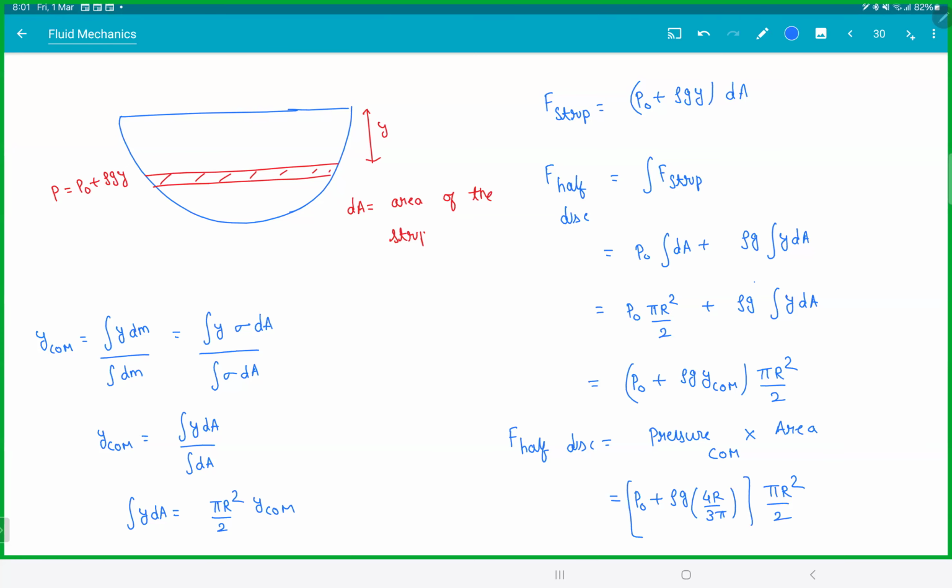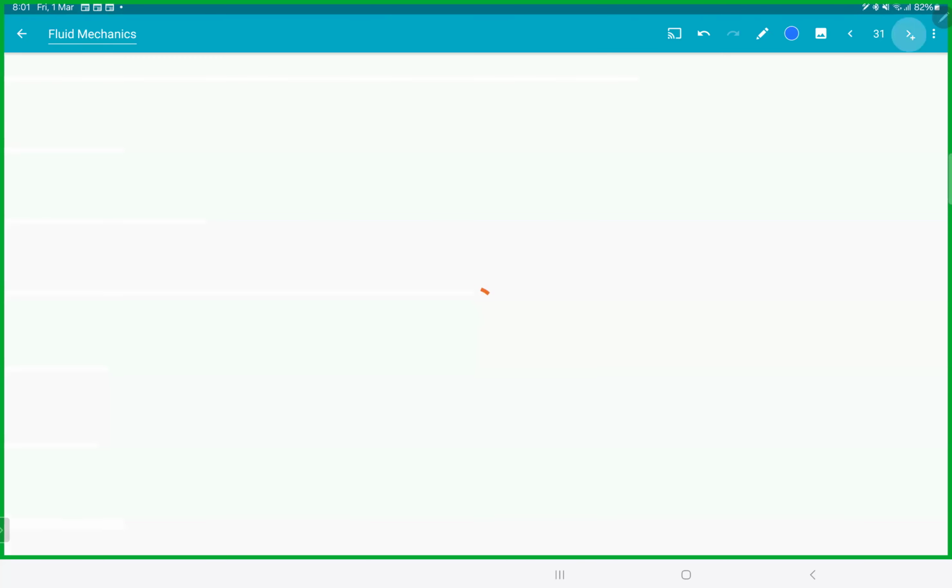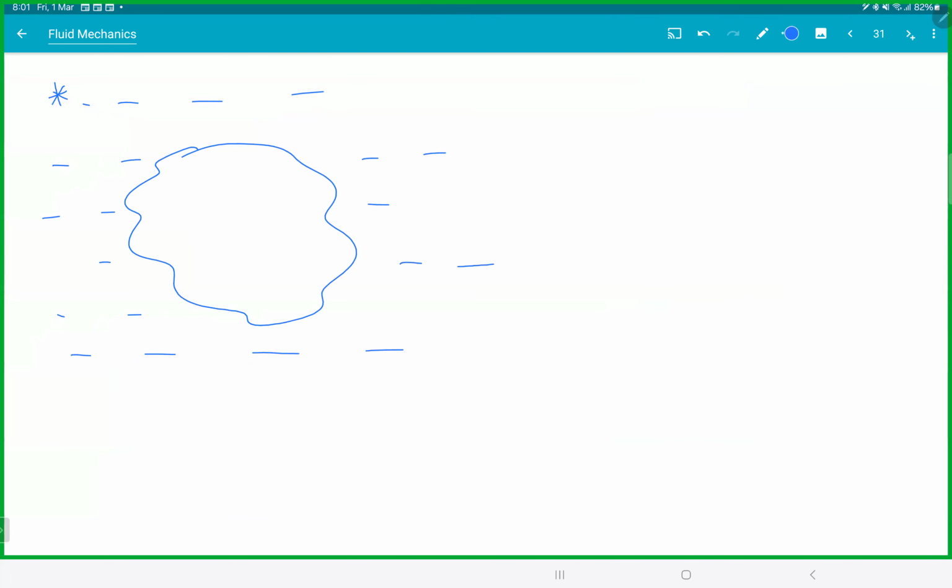You can do this for any shape. That means you can generalize this result. So if I give you any random shape, and if you immerse this in a liquid, and for this shape, its center of mass is here. So the force on this sheet, okay, this is only valid for sheets, is the pressure at center of mass into area of the sheet.